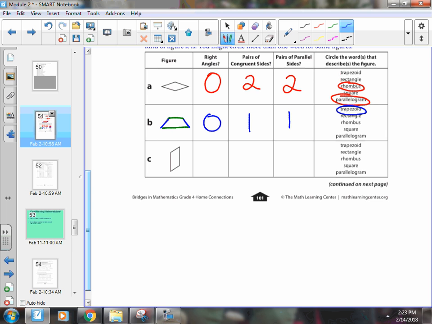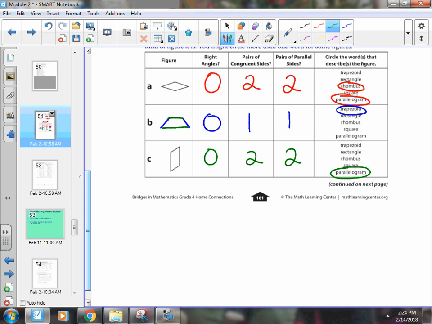Letter C, I see 0 right angles. I see 2 pair of congruent sides. The top and bottom are congruent. The left and right are congruent. And I see 2 pair of parallel sides, which makes it a parallelogram, not a square. Rhombus, the sides are different. Rectangle or right angles, not a trapezoid. So I would circle parallelogram.